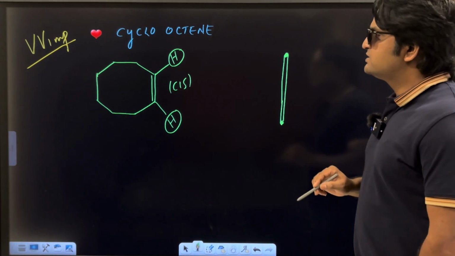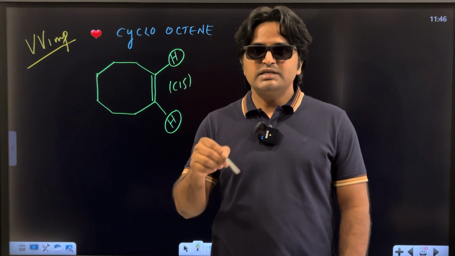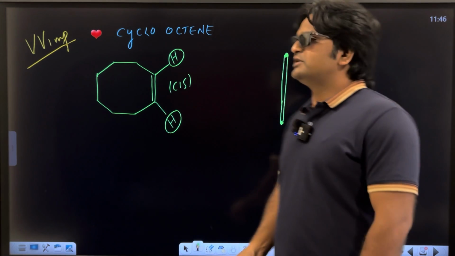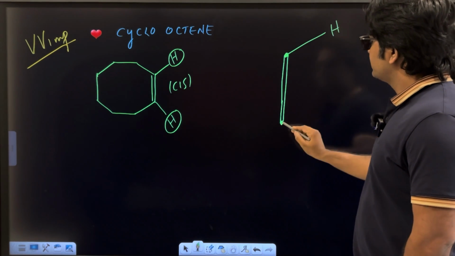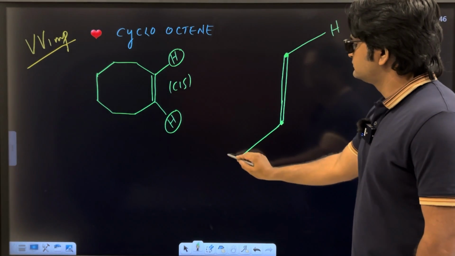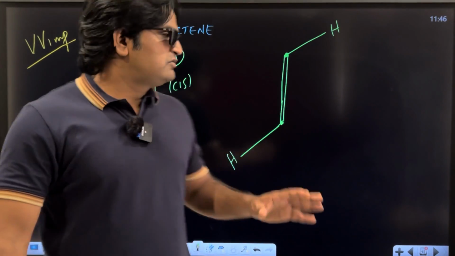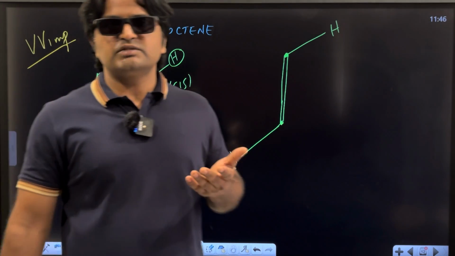Here we want to write the trans form. Trans is nothing but two hydrogen atoms should be on the opposite side, not the same side. Okay, just I am writing like this, hydrogen and hydrogen. Very easy to write the trans form. First I wrote the cis form and now I am trying to write the trans form.